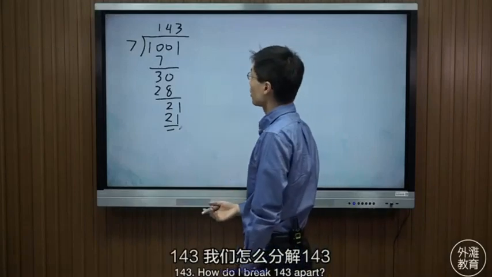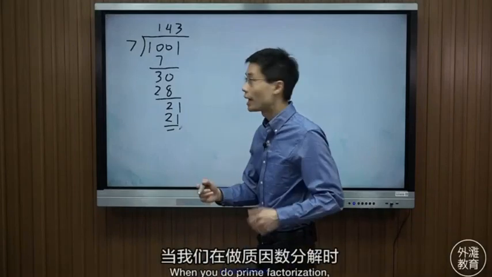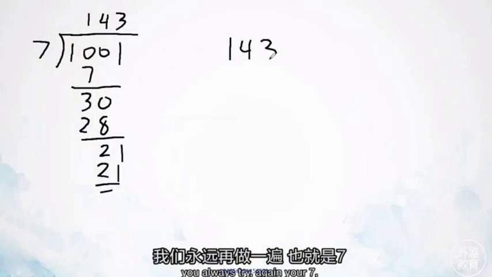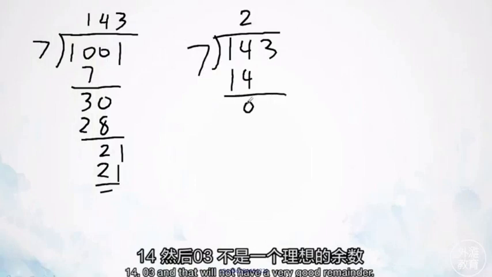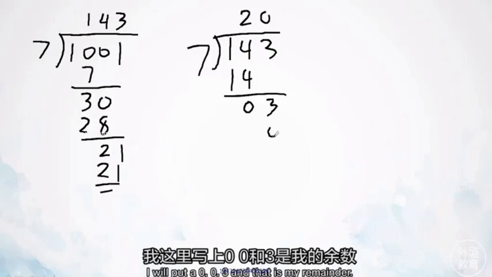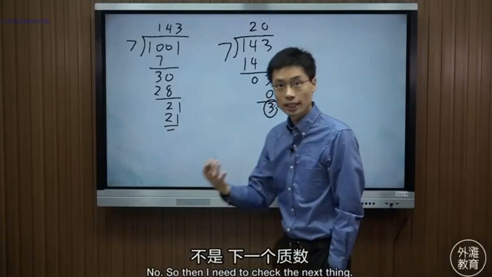143, how do I break 143 apart? When you do prime factorization, you always try again your 7. That's not going to help now. 14, 0, 3, and that will not have a very good remainder. I will put a 0, 0, 3, and that's my remainder. No. So then I need to check the next thing.